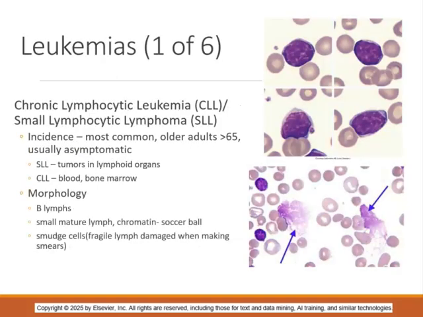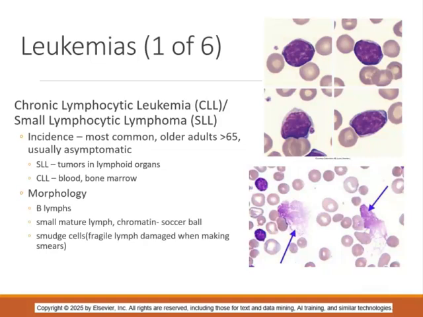So the first leukemia that we deal with is CLL or SLL, chronic lymphocytic leukemia or small lymphocytic lymphoma. The leukemia means it's in the bloodstream now. The lymphoma means it's in the lymphoid organs, just in the tumors. So usually this is the most common one that we see. It's usually seen in older adults, usually greater than 65. They have no symptoms. It's just routine blood work.